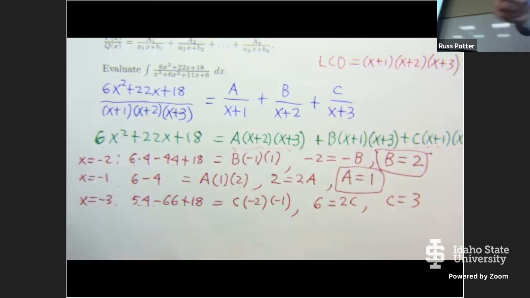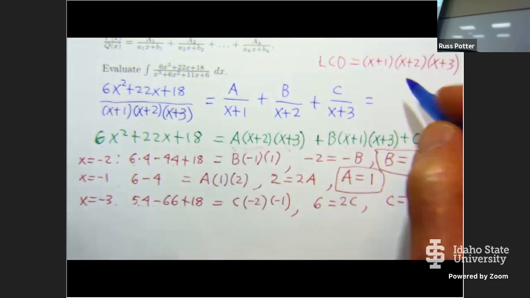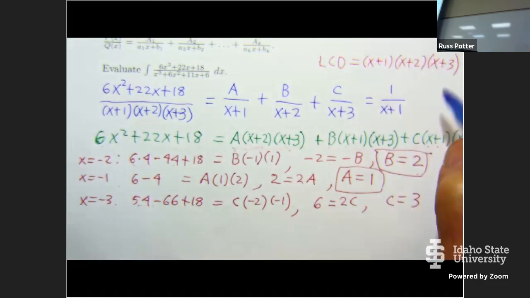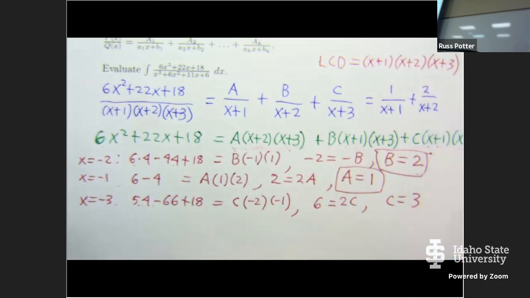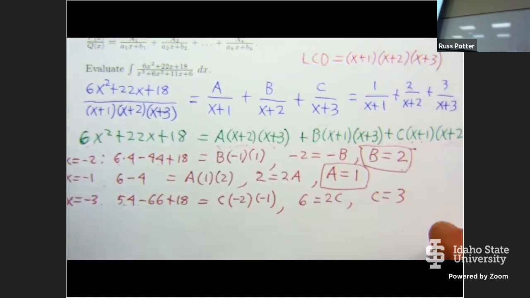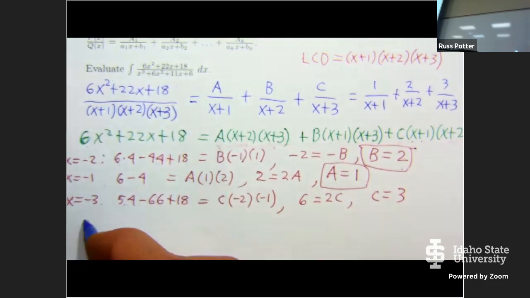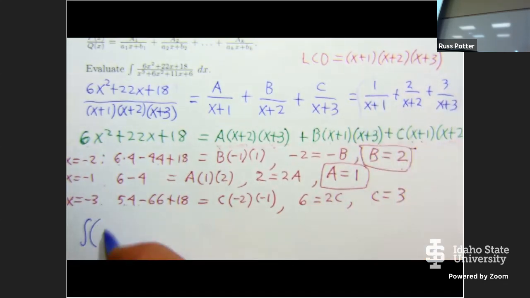All right, so we can finish this. A is 1, so we get one of our partial fractions is 1 over x plus 1. B is 2, so we get 2 over x plus 2. C is 3, we get plus 3 over x plus 3. Okay, so the indefinite integral, I won't rewrite the original, I'll just write the indefinite integral of the partial fractions. So we know how to evaluate each one of those.